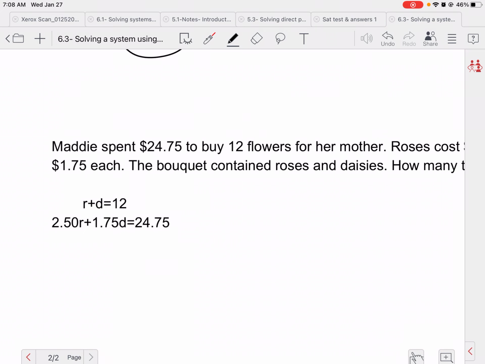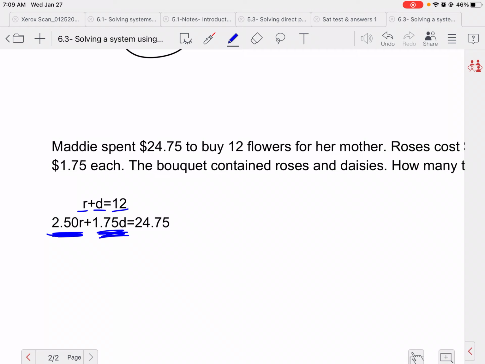So we did this by creating two equations. So we did roses plus daisies equals 12. And then to find the cost of just the roses, you would take $2.50 times the number of roses. To find just the cost of daisies would be $1.75 times the number of daisies would equal the total $24.75.